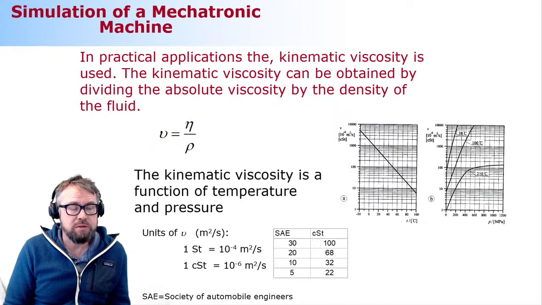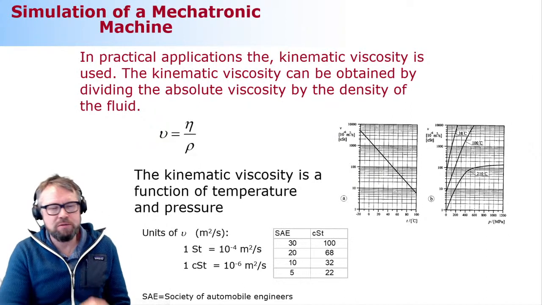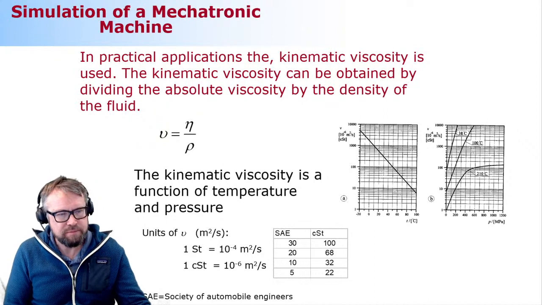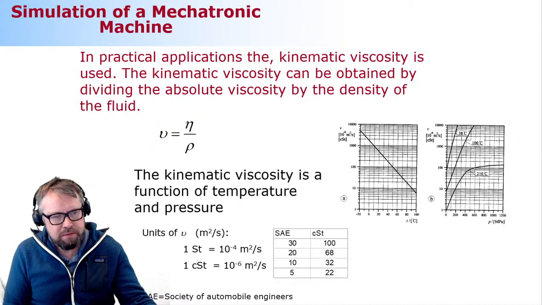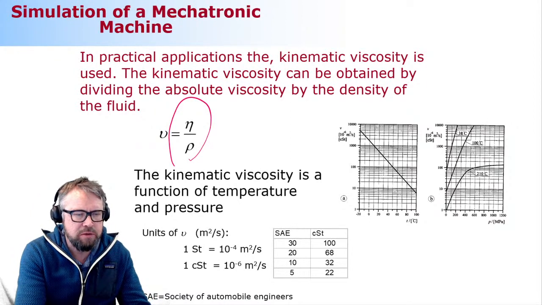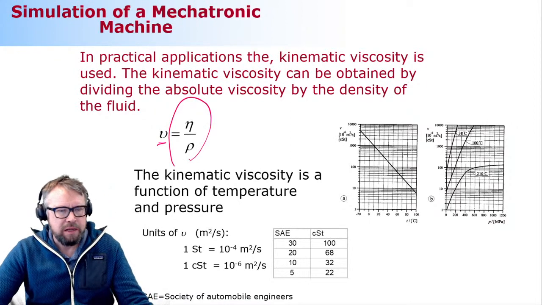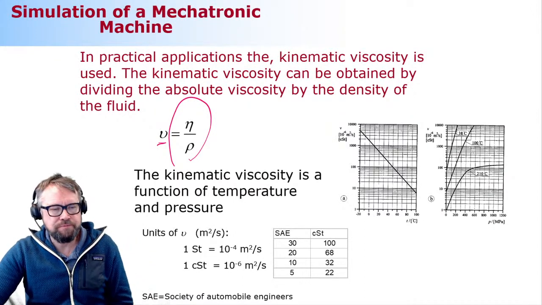Now this absolute viscosity is typically not the one that is used. The one that is typically used is something called kinematic viscosity. You can move from absolute viscosity to kinematic viscosity by dividing the absolute viscosity by density. When you do that, that's your kinematic viscosity, and this is the one that is then used in computation.